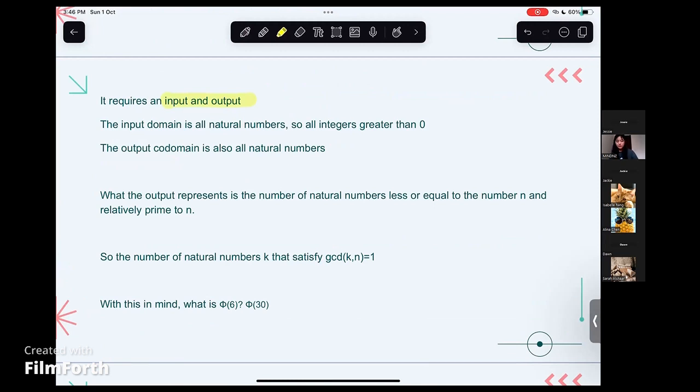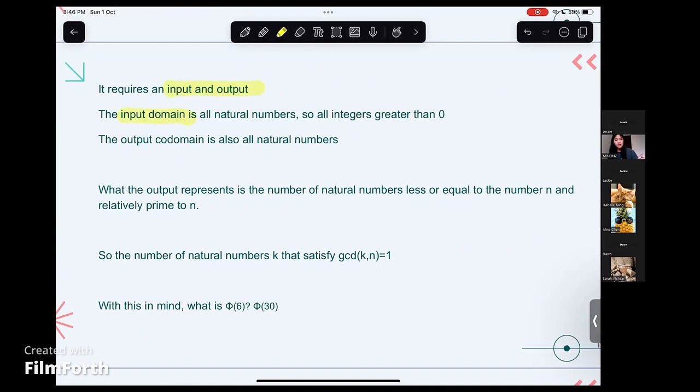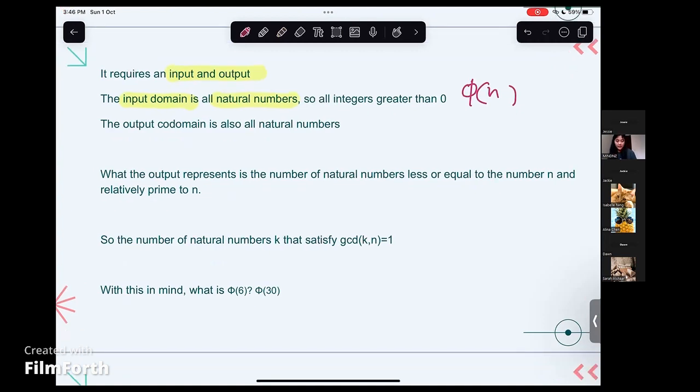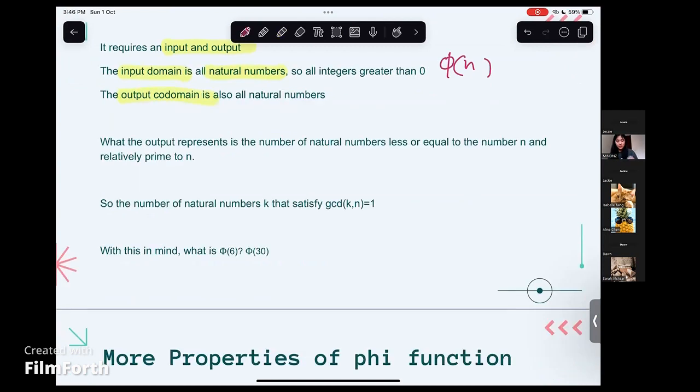So for Euler's totient function, the input domain, like we talked about in our algebra class, if you weren't here, it's okay. Input is what you put into the function and output is just what you get, right? So an input domain is the values you're allowed to put in the function. You're allowed to put natural numbers into the Euler's totient function, or the phi function. And the output you can possibly get is also going to be a natural number. So that's how Euler's totient function is defined.